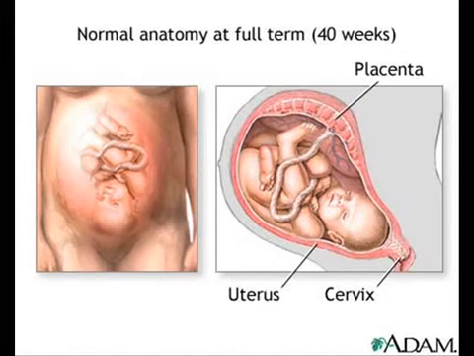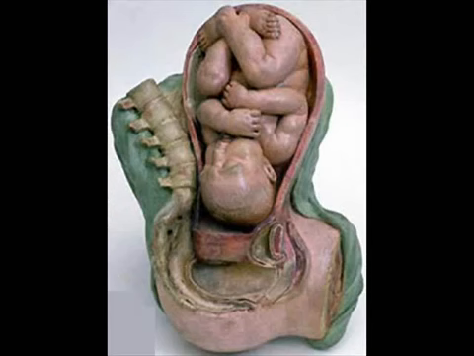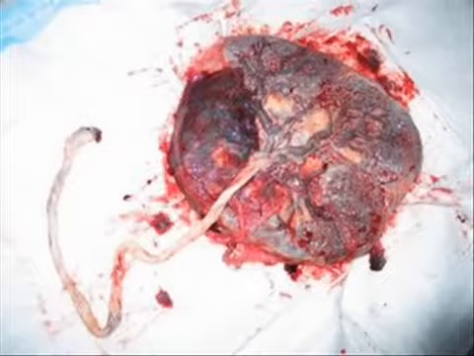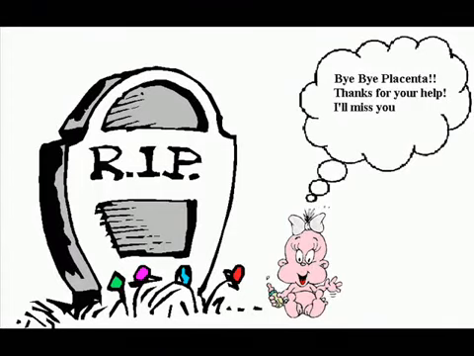After 9 months of pregnancy, it is time for parturition, the delivery of the baby and the placenta from the uterus to the outside world. The birth of the new baby brings an end to the placenta's life.